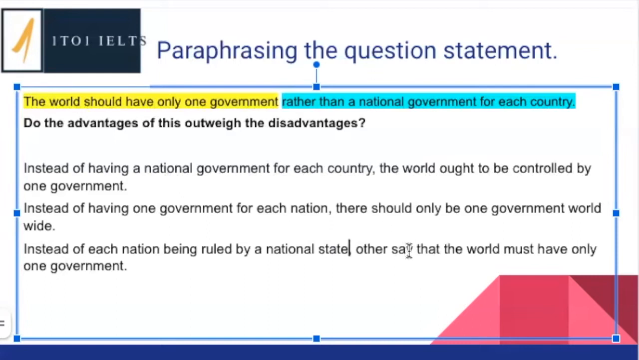are people saying one group of people saying one thing, another group saying the other? Nope. This is not a discussion essay. So this is dependent, independent. So instead of each nation being ruled by a national state, the world must have. So what are we going to change? "Must," because this is obligation. "Should," or what was the other alternative I gave you? "Ought to," excellent. The world ought to have only one government. Okay, now, do we have the same meaning? Yep, okay. So good job.